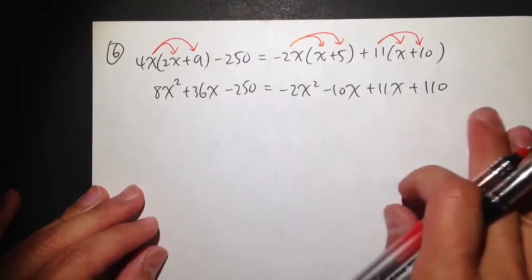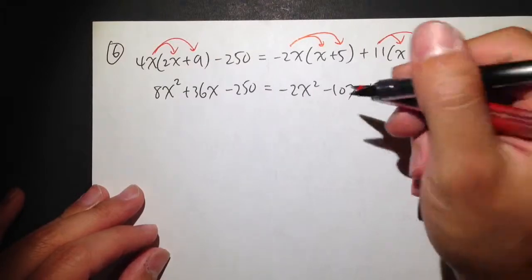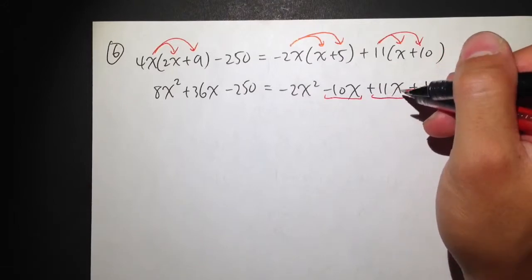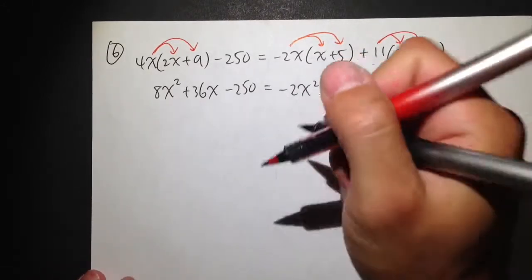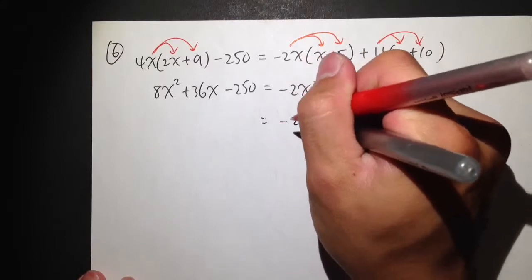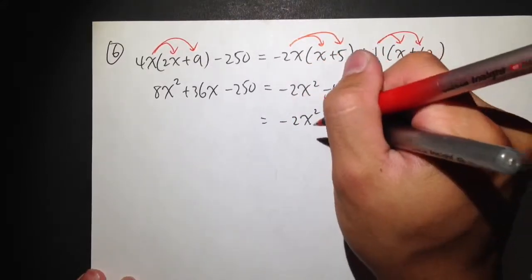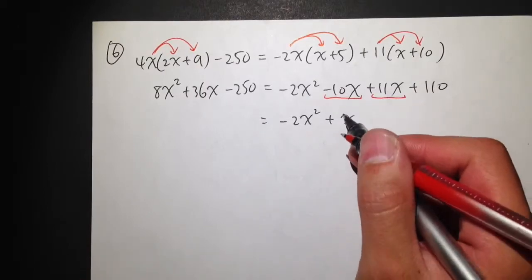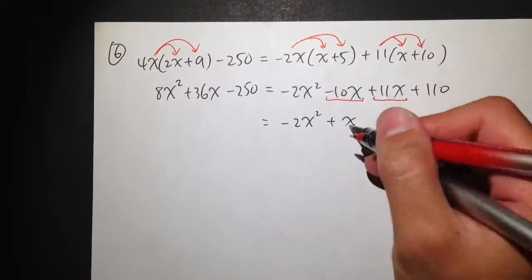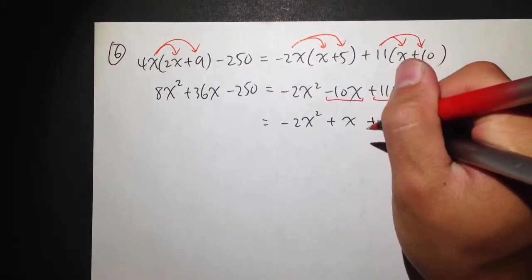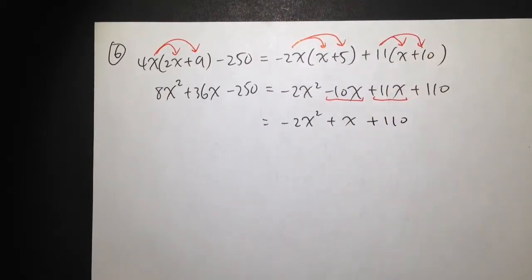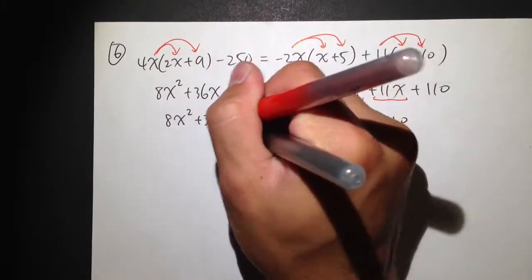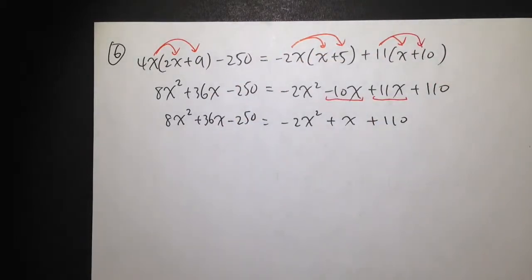But on the right hand side, this part right here, we notice that this negative 10x and positive 11x, we can combine like terms. And we will get negative 2x squared, this and that, we get plus x, right? Negative 10 plus 11, we end up with just 1x, because they are the x terms, plus 110. And here, we bring down 8x squared plus 36x, minus 250.